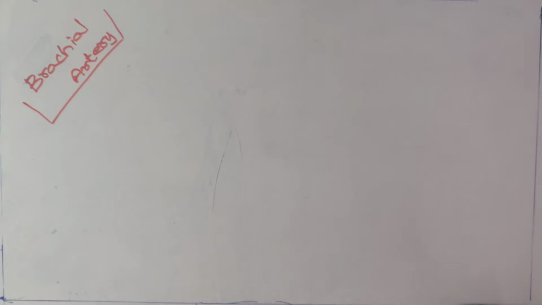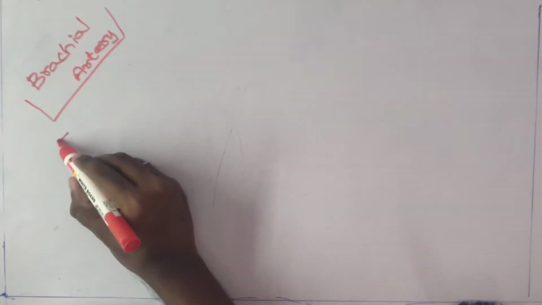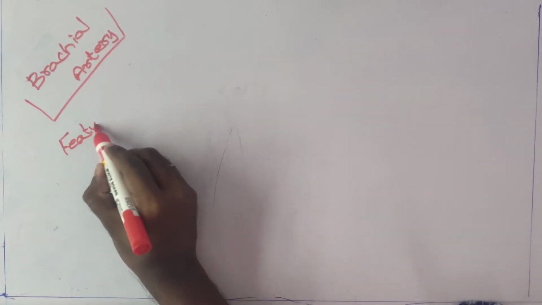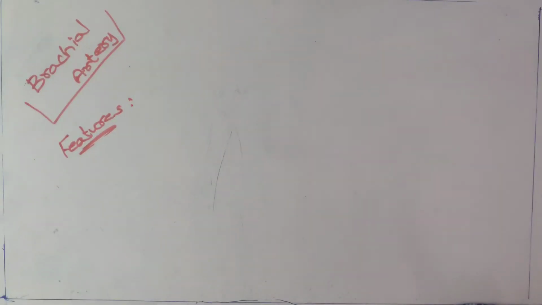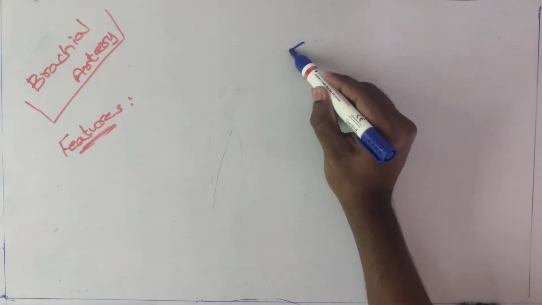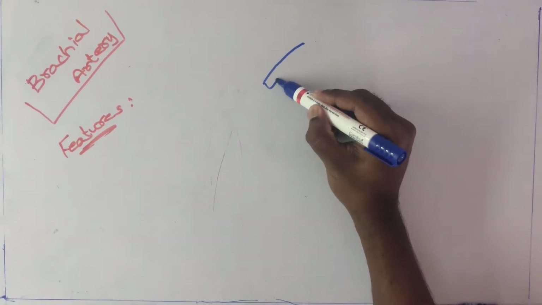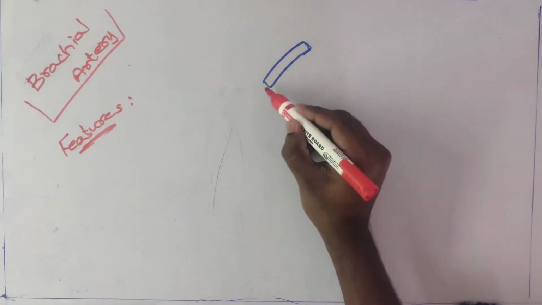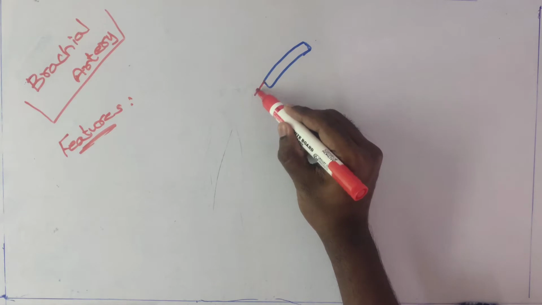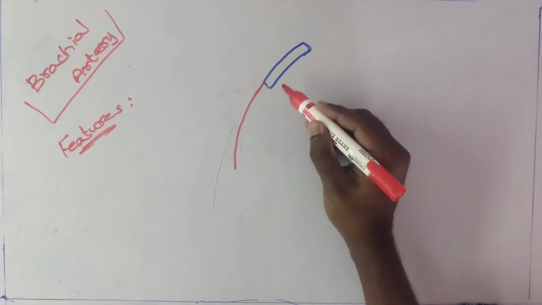Now coming to the features of the brachial artery. The brachial artery is the continuation of the axillary artery. Think that it is the axillary artery, and the brachial artery is the continuation of this axillary artery. That means here is the brachial artery, like this.